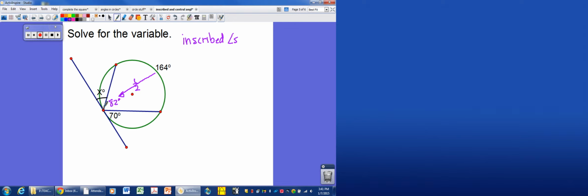So if that's 82, all three of these have to still add up to 180. Notice this is a straight line, and straight lines still add up to 180. So x plus 82 plus 70 has to equal 180, because this is a straight angle. These three measurements have to add up to 180. So x plus 152 has to equal 180. Minus 152, x is 28.